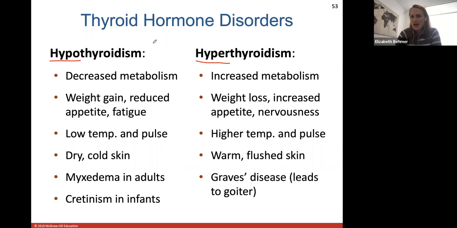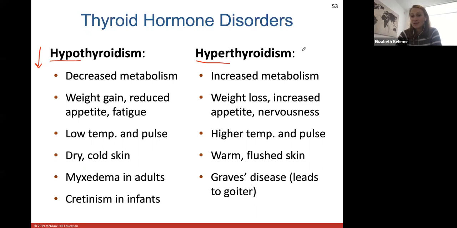For someone who is hypothyroid, they have a decreased or slowed metabolism. So they usually have problems with gaining weight, or they can't lose weight. They have a reduced appetite, they're very tired, they have a low temperature and pulse, they have dry, cold skin. It can cause myxedema in adults, which is kind of like a swelling or bloating of the face and hands, or cretinism in infants. So hypothyroidism, I'm just going to put a down arrow because it means that there's a decreased level of thyroid hormones, and all of the body systems kind of slow down.